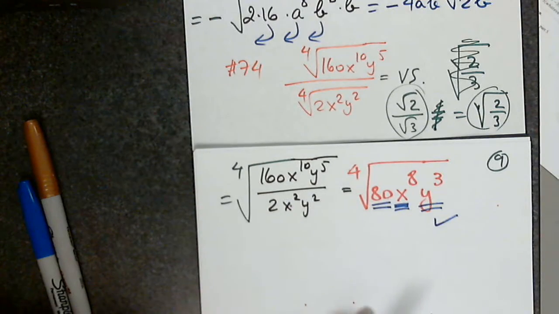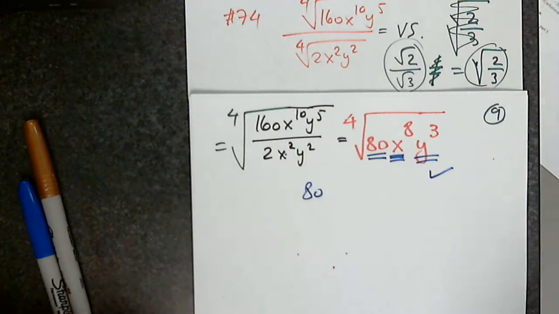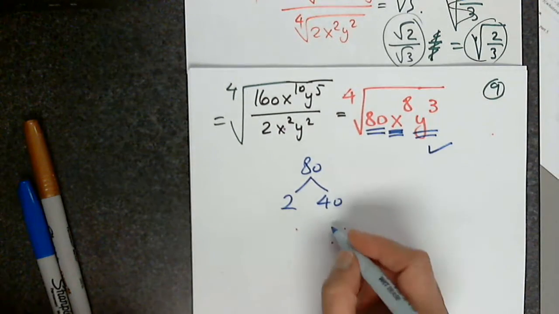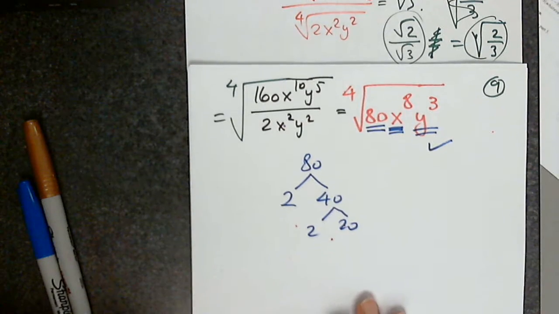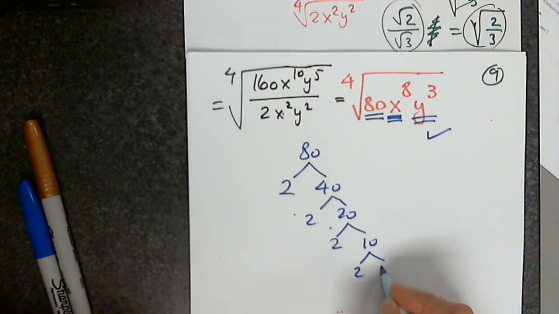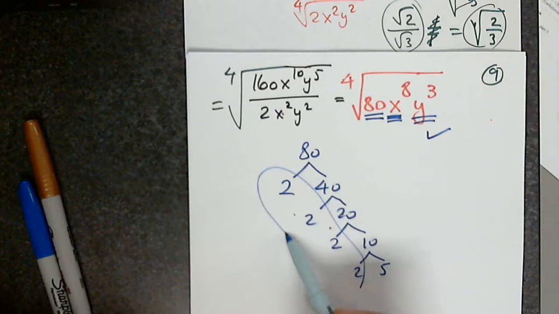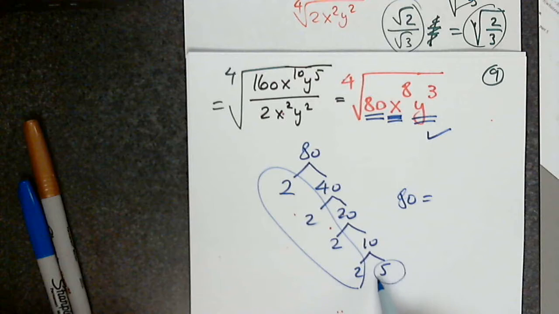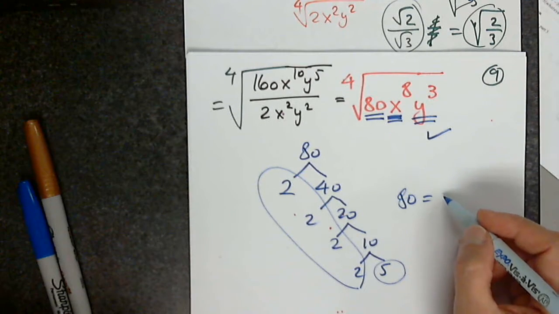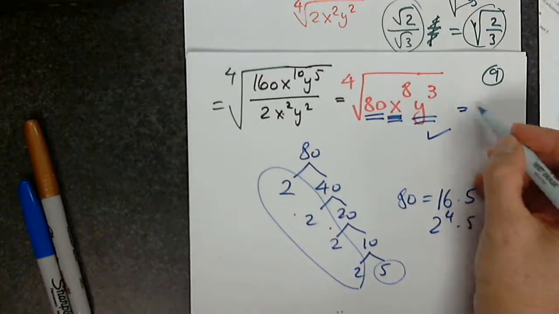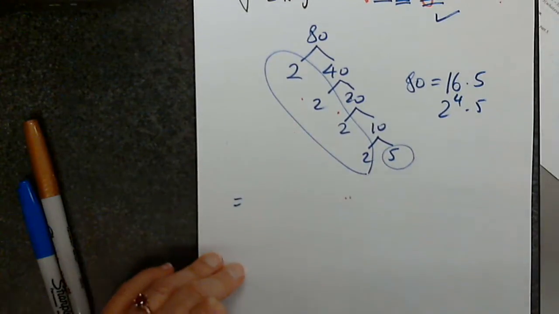The 4th root of 80 is not an integer. So 80, again, it's an even number. It's divisible by 2, so I get 40. 40 is divisible by 2, so I get 20. 20 is divisible by 2, and I get 2 and 10, and then 2 and 5. And I like this, because this is what times what? So 80 equals this times this. Yes, or 16 times 5, same thing. 2 to the 4th times 5, same thing. Whatever you want. If this is easier for you, write that. That's perfect. Good. That's even better.